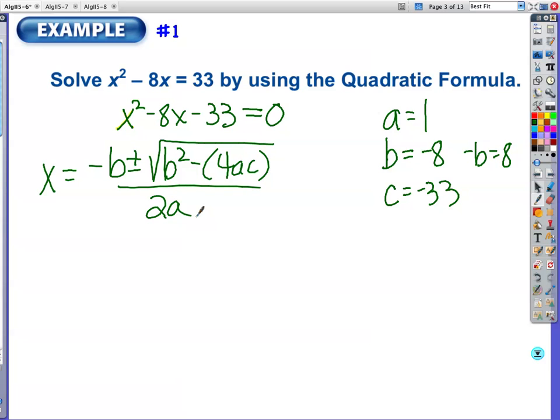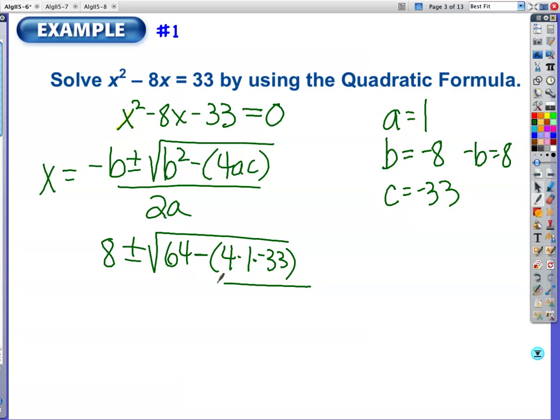I like to put parentheses just because it clarifies a few common mistakes. All right, negative b, well, b is negative 8, so negative b is 8. Plus or minus square root, b squared. Don't even use your calculator. What's negative 8 times negative 8? 64. Notice how that's positive. It'll never be negative. I mean this number right here, not meaning the whole thing here. Minus 4 times a. A is 1. C is negative 33. All over 2a. All right, and that's what the x values are going to be.